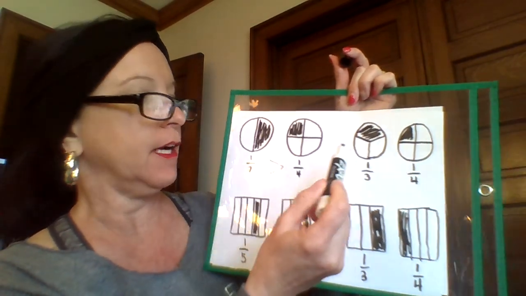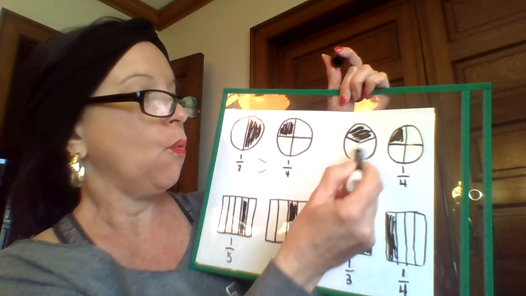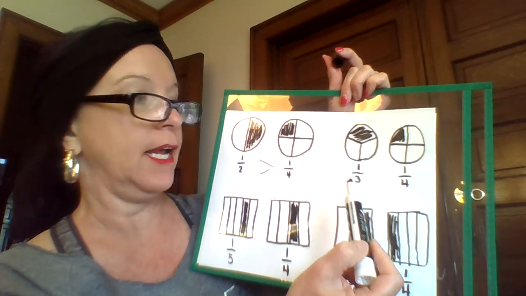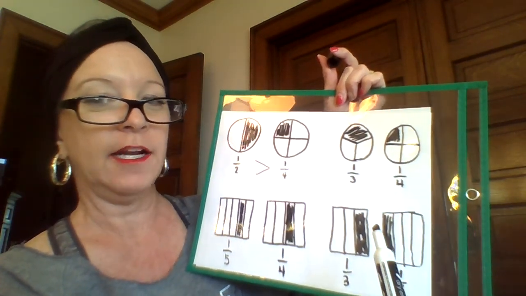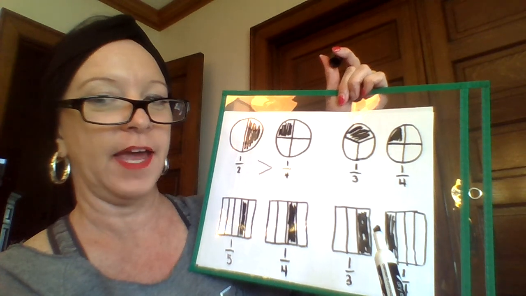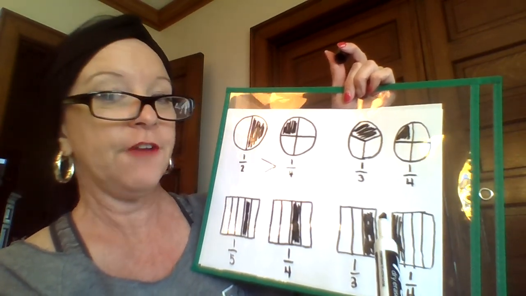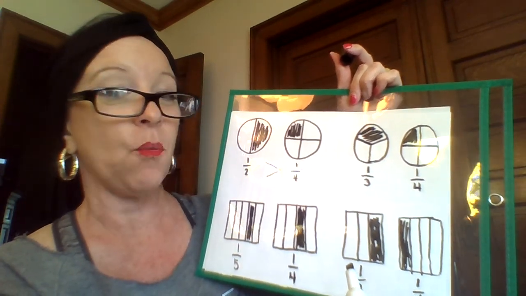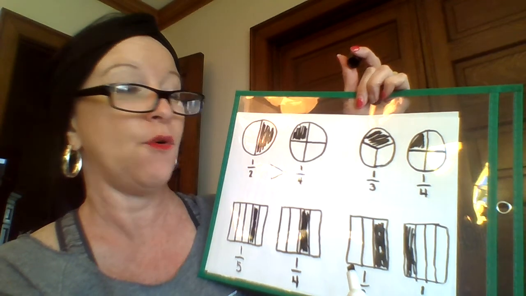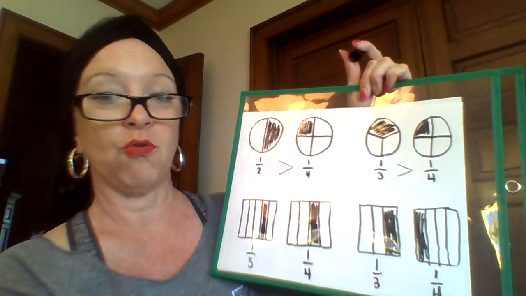All right, let's come over here. Same goes. I'm looking at 1/3 being shaded in and 1/4 being shaded in. If you look at the picture, you can tell that the 1/4 is going to be smaller than a third. If I divide that circle into 3 equal parts, I'm going to have a way bigger piece than if I have to share with 4 people. So this is definitely going to be greater.